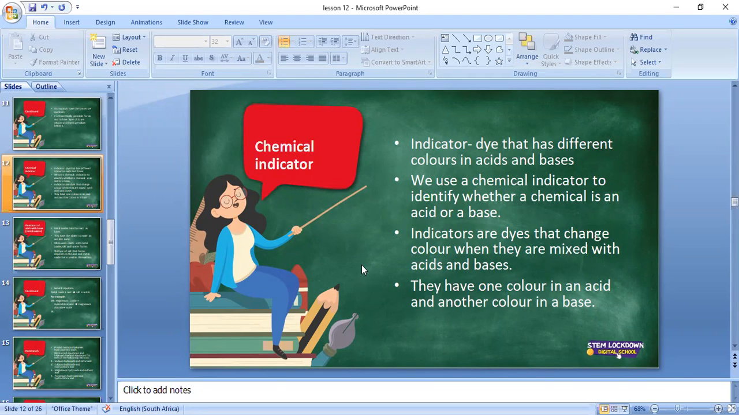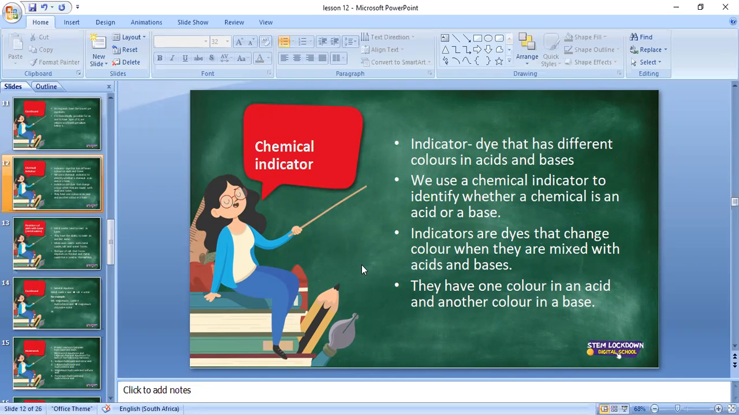If it changes to purple, it is a base. We'll do a few practicals maybe next week. I'm still trying to gather certain chemicals so that we can actually work with our videos on, and then you see how it changes and all that. And then we use a chemical indicator to identify whether a chemical is an acid or a base.